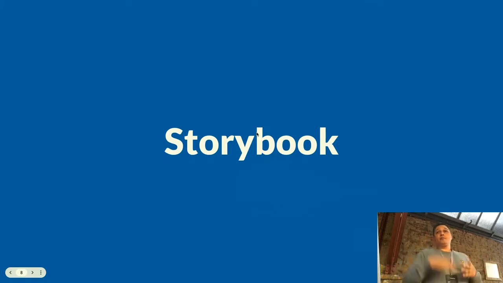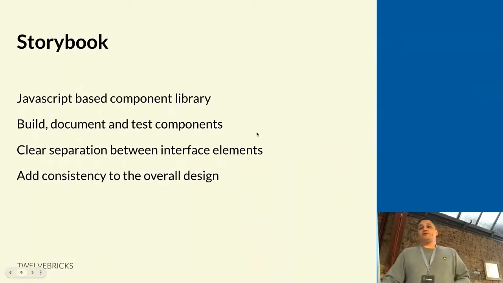You make a change in the front end for one thing, and somewhere else on the site, something else broke. So we kind of noticed that it was not maintainable any longer, and we were looking for a solution to build a better front end, which would be more sustainable and maintainable. And looking at solutions for that, we found Storybook. So Storybook is a JavaScript-based component library. It allows you to build, document, and test components in separation.